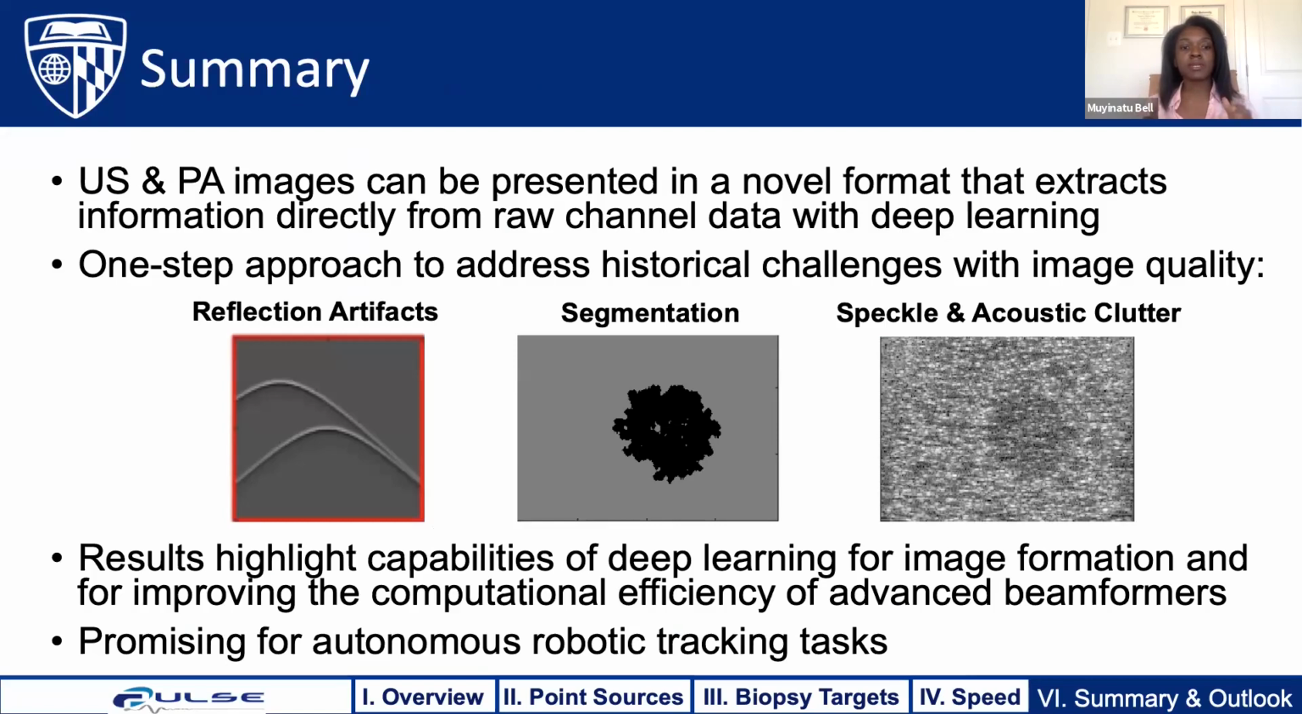And this is possible by stacking multiple networks in parallel to produce multiple outputs from a single input. And our initial results highlight the vast capabilities of deep learning for image formation and for speeding up the delivery of images with more advanced beamforming methods, such as the coherence-based SLSC beamformer. These results are ultimately very promising for autonomous robotic tracking tasks, which I use to motivate the problem.